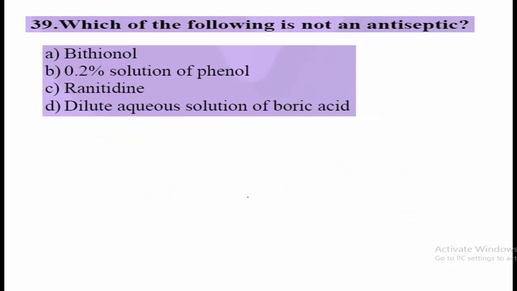39th, which of the following is not an antiseptic? Option A, bithionol. Option B, 0.2% solution of phenol. Option C, ranitidine. Option D, dilute aqueous solution of boric acid. You know ranitidine is used for reducing acidity. That is, it acts as an antacid. So it is not an antiseptic, and hence option C is the right one. The remaining are antiseptics, but they ask which one is not an antiseptic. So option C is the right one.